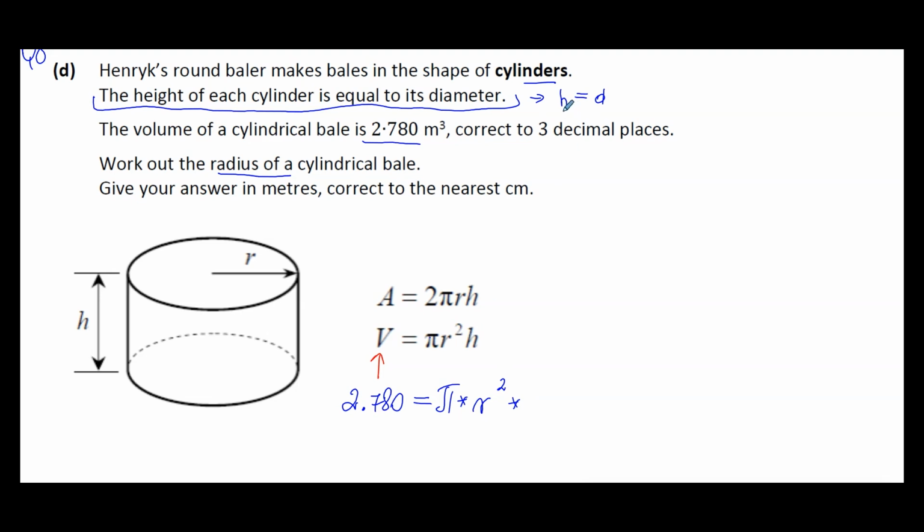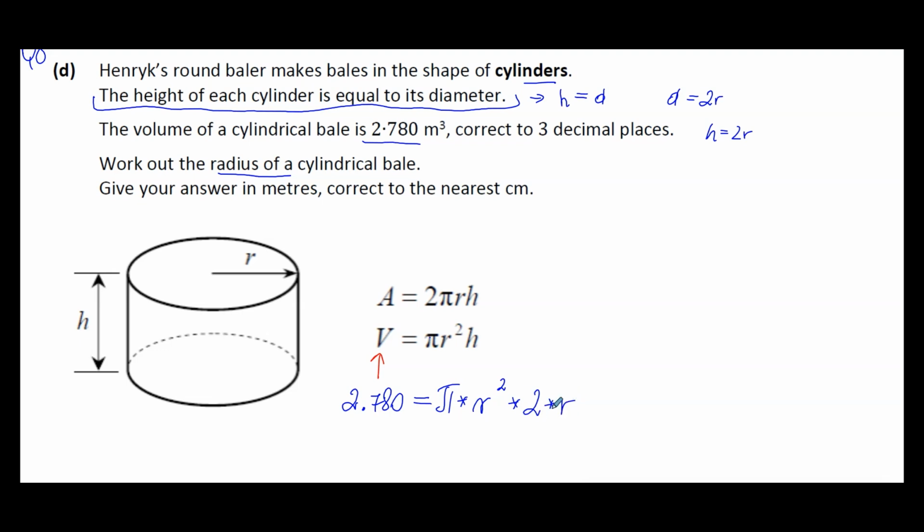What do we know about the height? The height is equal to the diameter. What do we know as well about the diameter? The diameter is equal to 2 times radius. So that means that height is equal to 2 times radius. So here, instead of height, I can put 2 times radius.